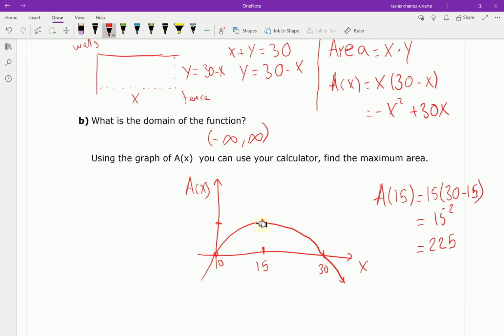Okay, so I think that's it. I think we have found the maximum area. The units here should be feet squared, since we're dealing with an area. The units over here are in feet. I hope that we agree with this little problem here.